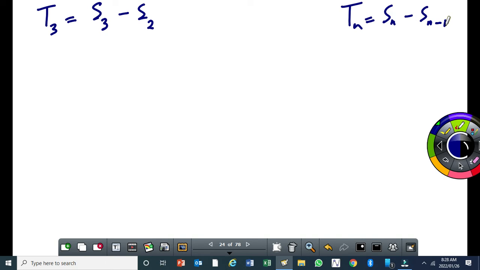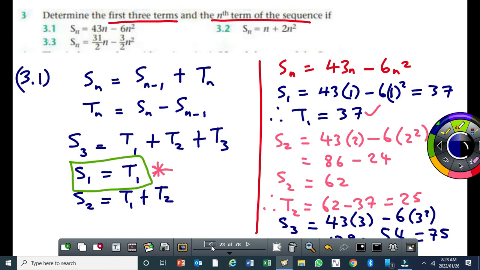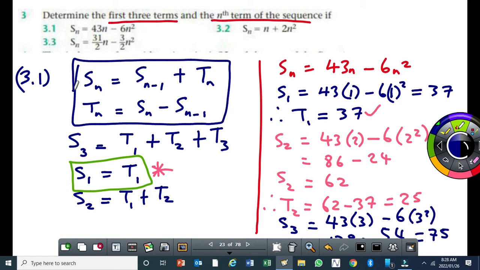That's why yesterday I said, make sure you understand this. Because there are some questions under sequence and series where you have to apply that.